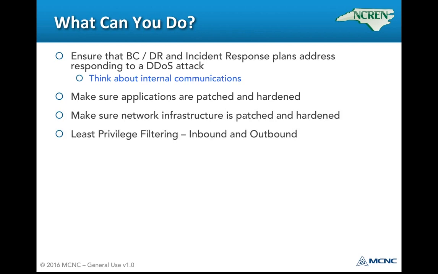Least privilege filtering is important, both inbound and outbound. I mentioned earlier in some of the observations about what we see on NCRN, we see a lot of outbound DDoS attack traffic. So it's important to control what's allowed in and out of your network. If you have no need to receive inbound SNMP traffic from the internet, or DNS traffic to any host on your network from the internet, throw that stuff away at the gateway.